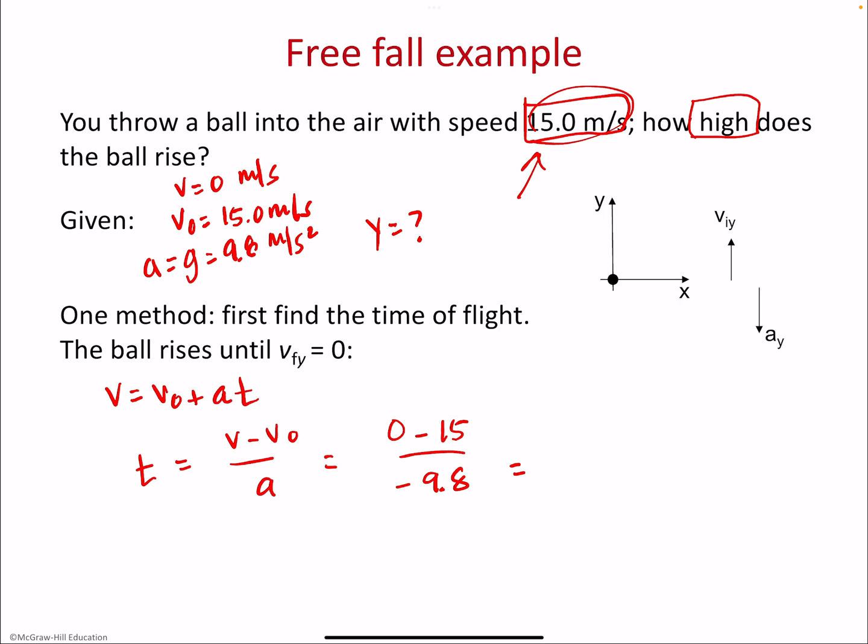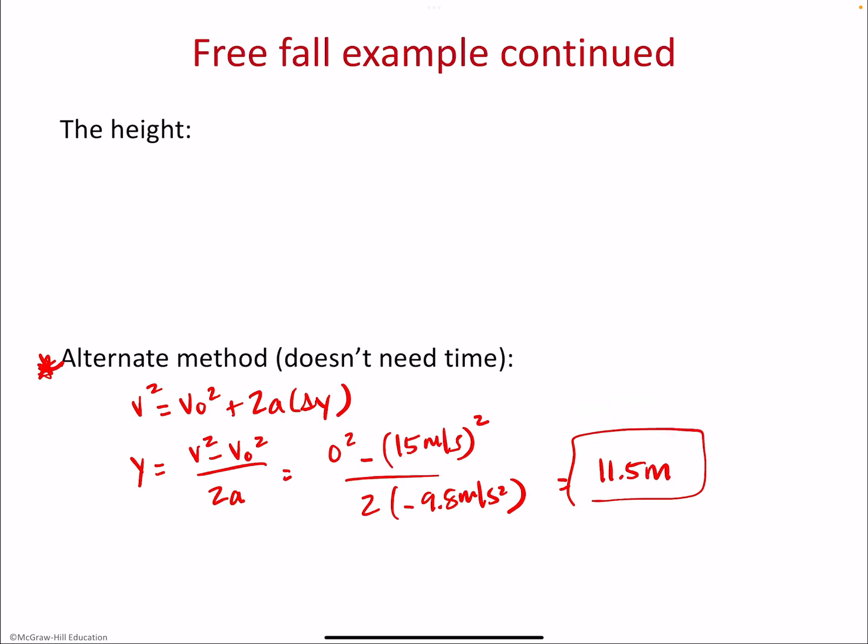What do you get? 1.53. If you don't put the negative 9.8, what would you have got? Negative time. Can you have negative time? No. So why would you want to solve for time to find position? Well, do we have another equation that uses time in order to find position? Yes, we have this one, right? y equals y naught plus v naught t plus 1/2 a t squared.